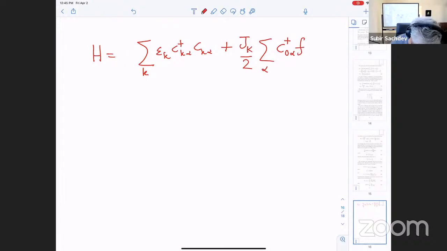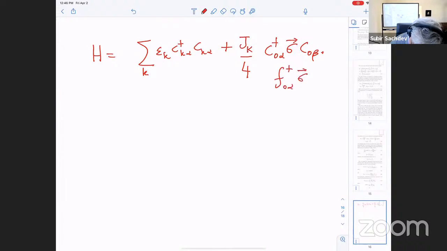Well, let me write it out the full way first, in case. So it's J_K over 4. It's c dagger 0 alpha sigma c 0 beta dotted into f dagger 0 gamma sigma f 0 delta. I should call them gamma and delta, excuse me.